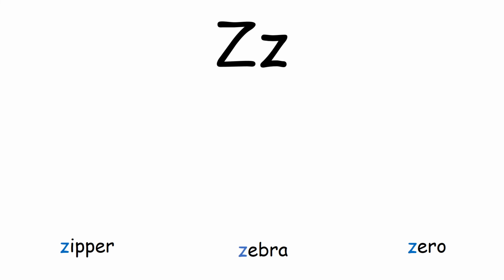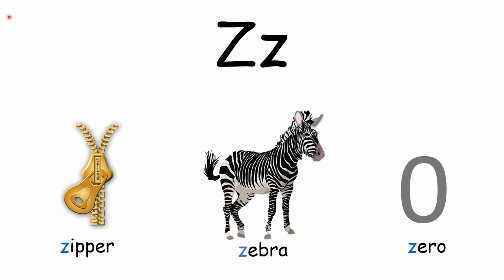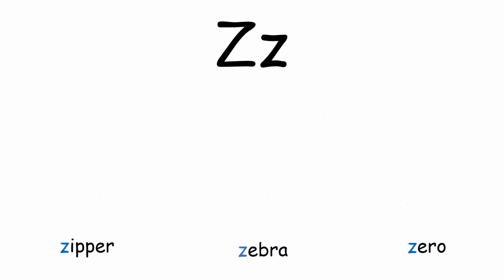This is the last letter of the alphabet. The sound is Z. Z. Just like the sound of a B. Z. Z. Again. Letter Z sounds as Z. Let's read. Z. Zipper. Z. Zebra. Z. Zero. Okay, read by yourself. Ready?